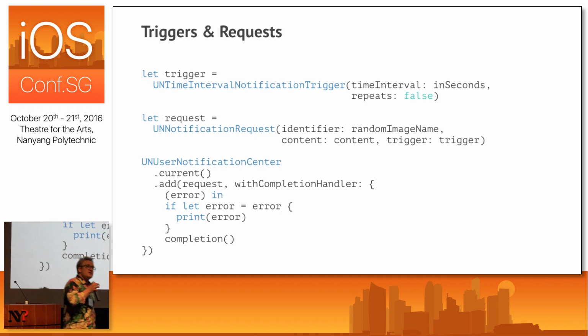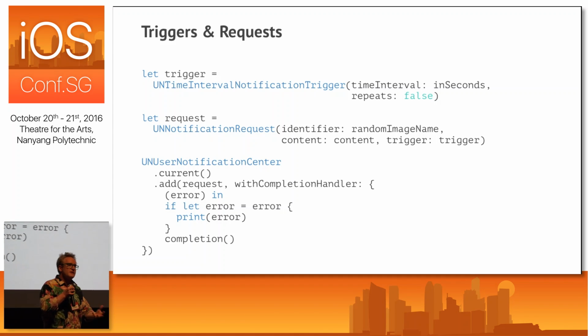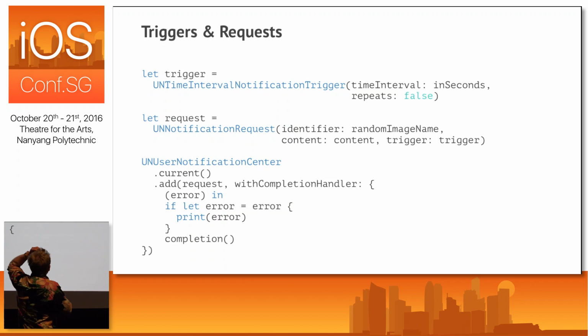So local notifications, right, all notifications have a trigger. With local notifications, you create your own trigger. And this represents when this thing will actually fire. When will it be triggered? So I've gone for a time interval trigger here. As I said, there's calendar and location as well.